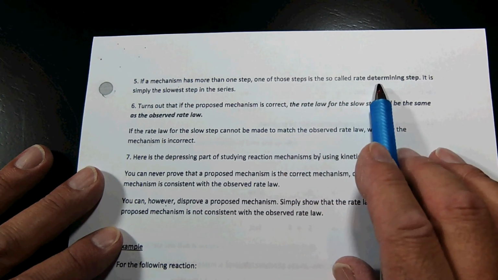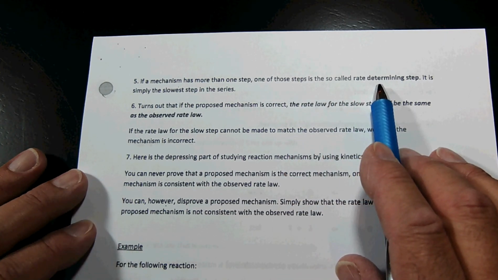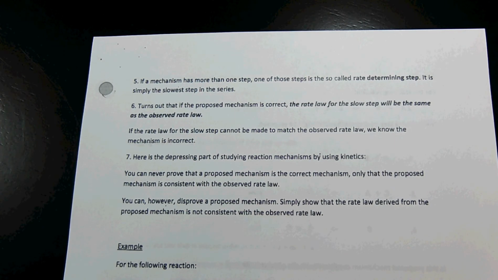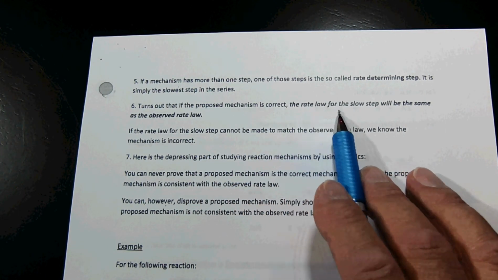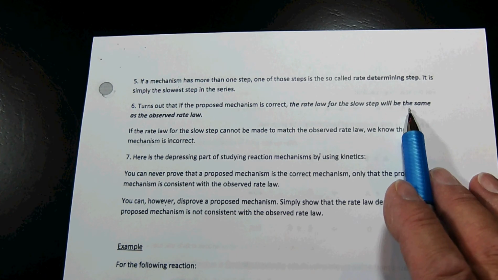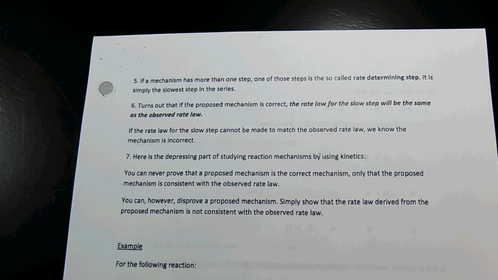So, next thing to know is if a mechanism has more than one step, one of those steps is the so-called rate determining step. It's simply the slowest step in the process. So the slow step in a mechanism is going to be called the rate determining step. And here's the deal. If the proposed mechanism is correct, the rate law for the slow step will be the same as the observed rate law. Suddenly, reality land, fantasy land match. It doesn't mean that the mechanism's necessarily true, it just means that it's not false.